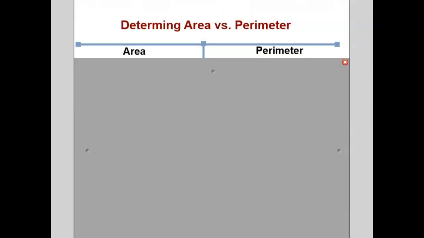I have another thing that I would like for you to remember just briefly. What is the difference between area and perimeter? And how do we find the area of rectangles? And how do we find the perimeter of rectangles? Pause your video and jot down your notes.